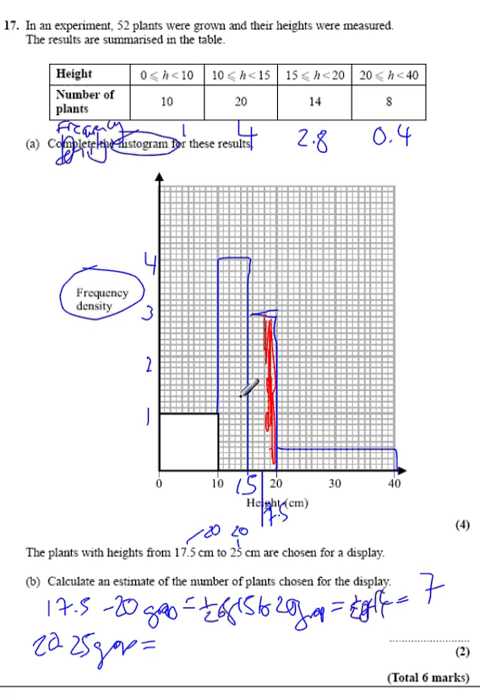And then for 20 to 25, it's going to be a quarter of this bar. So if there are 8 values spread between 20 to 40, then we take a quarter of those as being 2. Again, my writing is really bad here. So then half of this one is 7 people, a quarter of this bar is 2 people, the total is going to be 9 as an estimate, because we're assuming that the values are spread out equally. The 14 plants are spread out equally between 15 and 20, and the 8 plants here are spread out equally between 20 and 40. But yeah, that's how you do it.